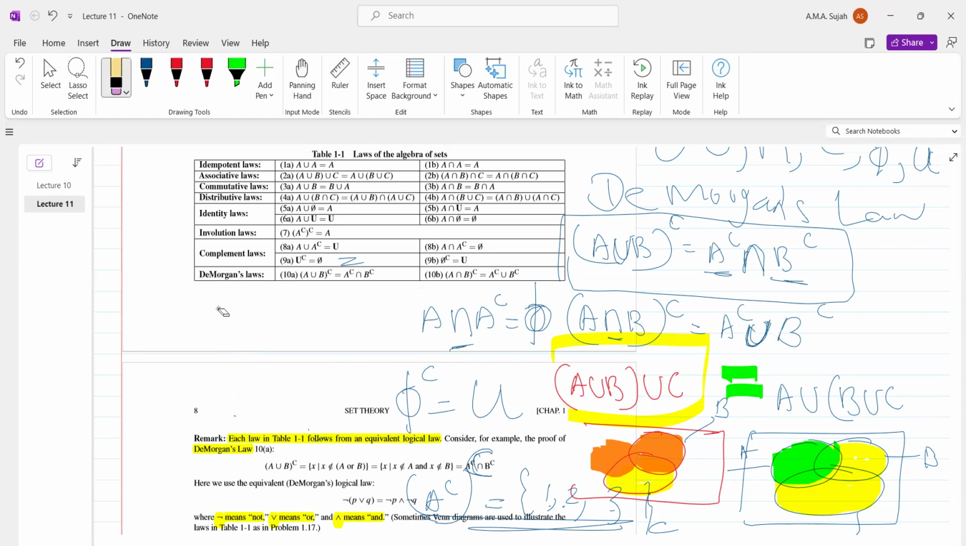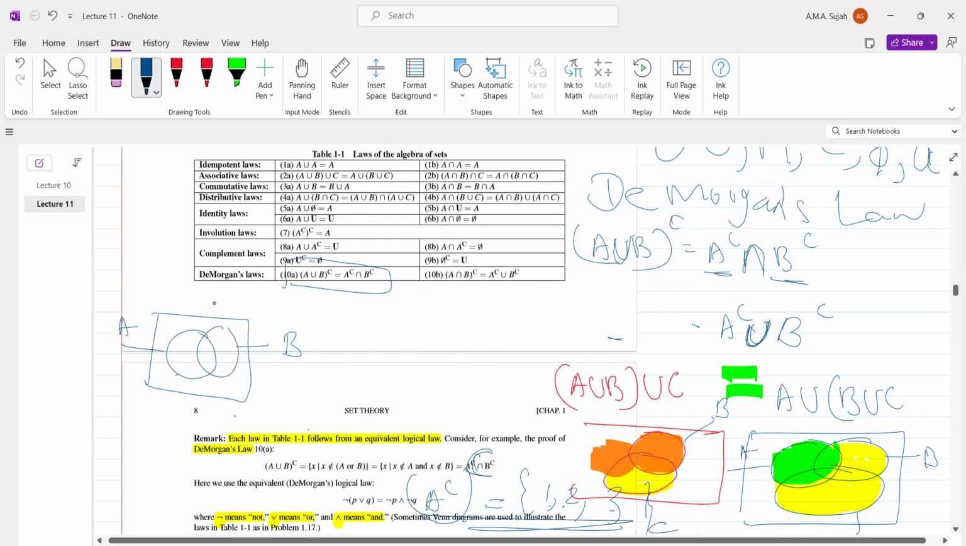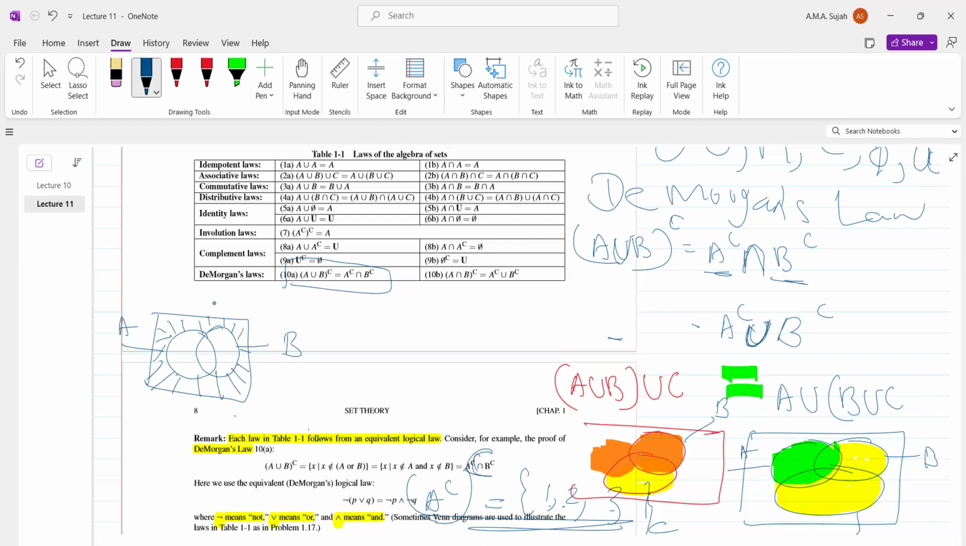I will explain one portion of De Morgan's law by using a Venn diagram. So now tell me, you have two sets A and B, right? A union B means this area, right? So now complement of A union B means what? Complement of A union B means this area. So this is complement of A union B. This is the left hand side, right?